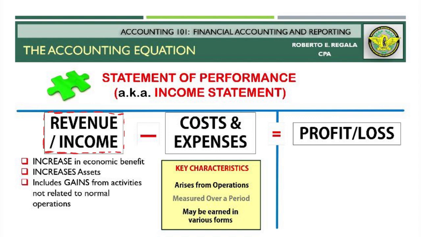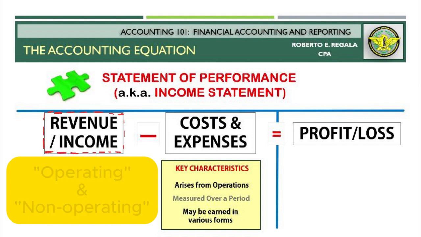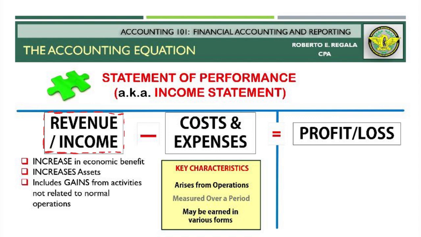There are only two types of revenue: operating and non-operating revenue. While operating revenue is generated from the entity's main business activities, non-operating revenues are earned from secondary activities unrelated to the core operations of the entity. Examples of non-operating revenues include interest income, rental income, and dividend received.